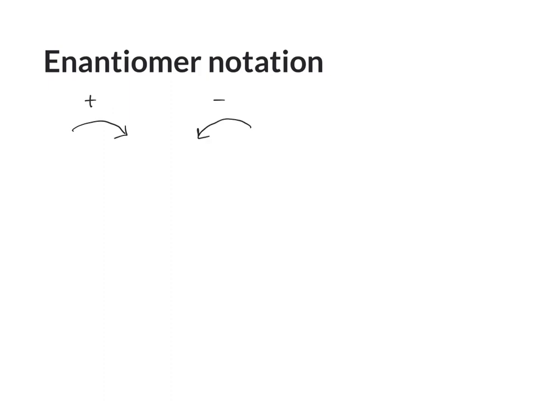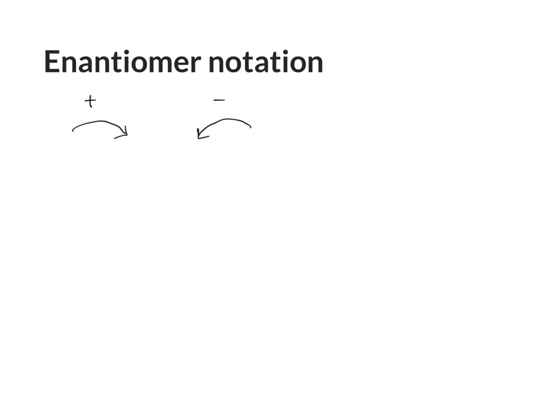So you don't need to be able to do this, you don't need to be able to assign this notation to anything, but just in case you come across it, just out of interest, that's why I'm going through it. So the positive and the negative is all to do with the direction that these enantiomers rotate plane polarised light.